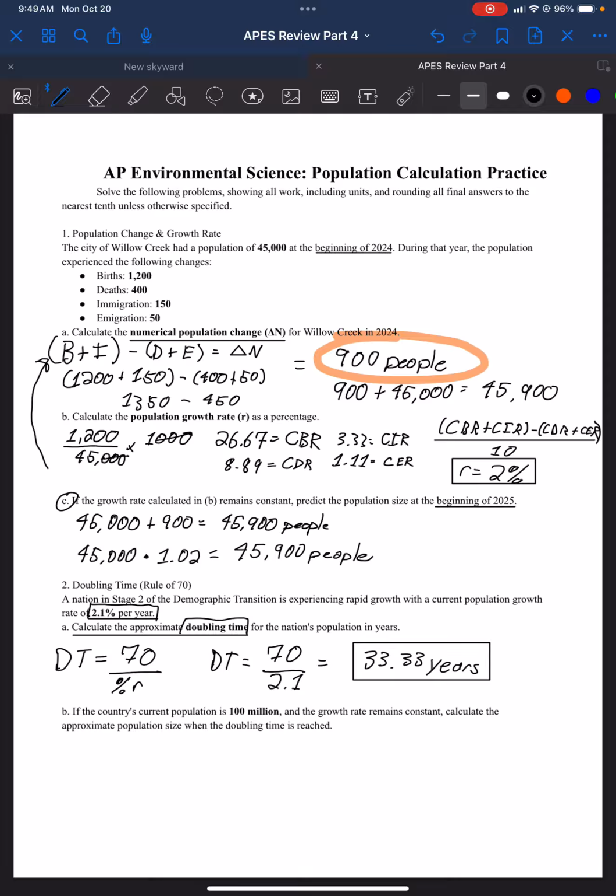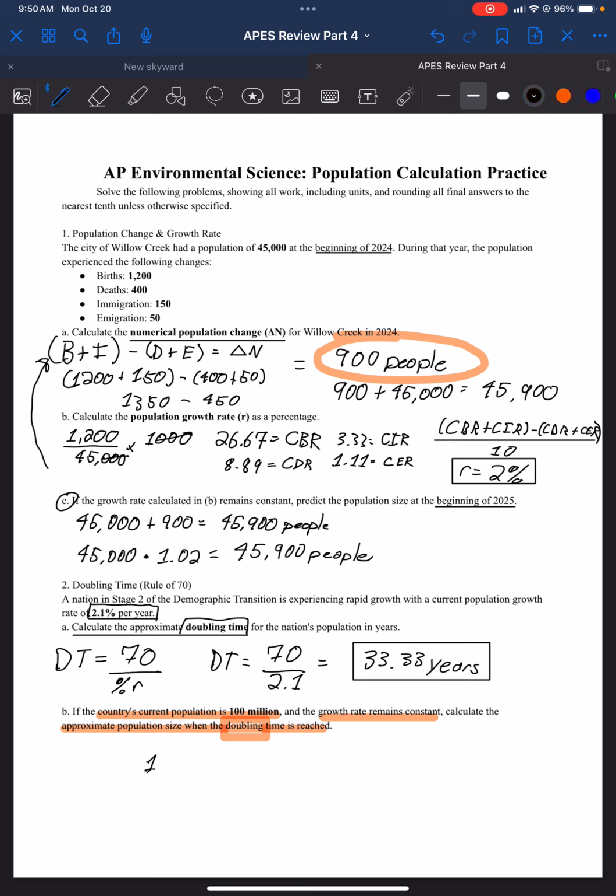2.1 is a little bit higher than 35, so 33.3 is a very reasonable answer. Now, when you guys were solving this one, a lot of you made this more complicated than it needed to be. Your current population is 100 million, and the growth rate remains constant. Calculate the approximate population size when the doubling time is reached. Keyword there, doubling time. If it doubled, the population has doubled.